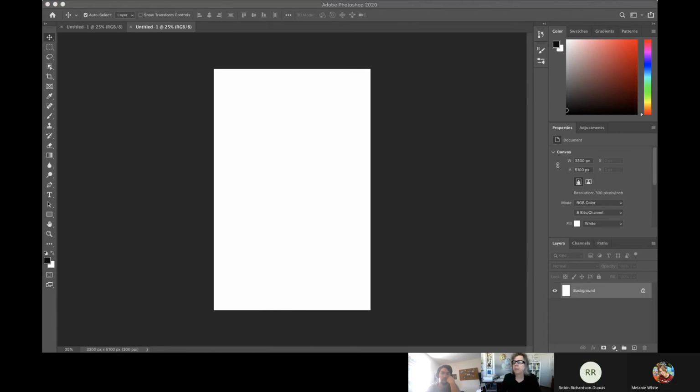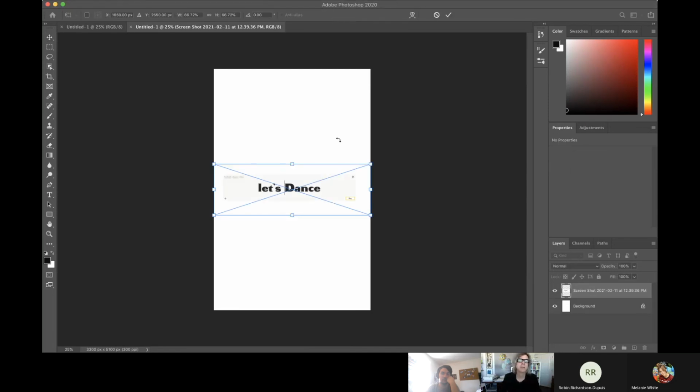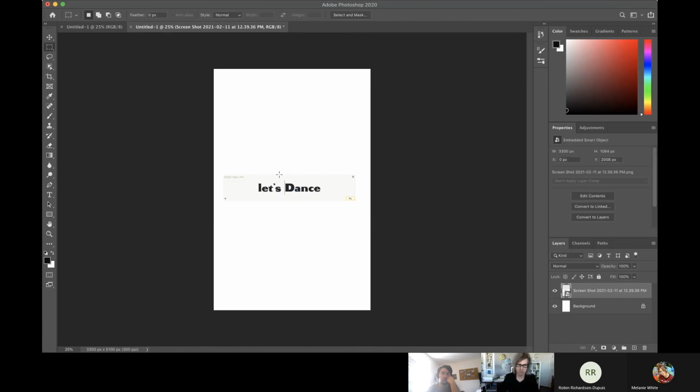Okay, so I'm going to bring in the first one I did. I like the first one, so I'll just bring in that. So here we have Let's Dance. What I want to do now is turn this into black and white: image, mode, grayscale, and flatten, sure, discard, sure, great.